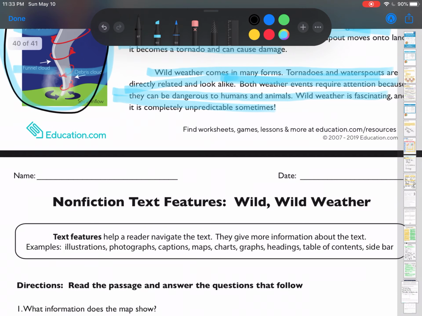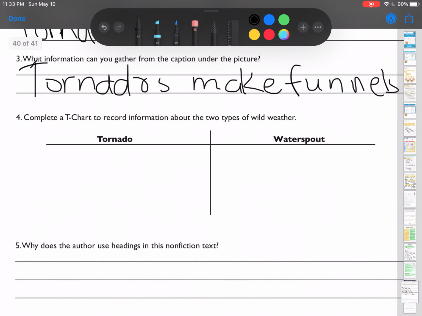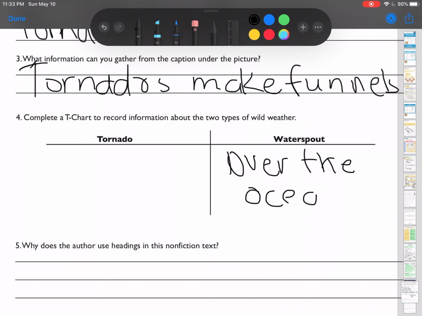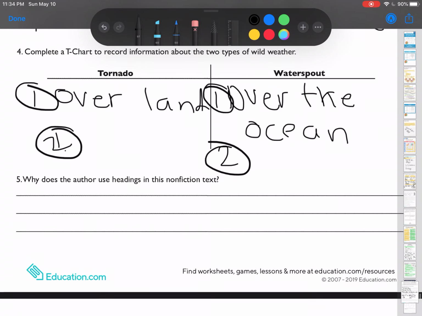So tornadoes and waterspouts. We're comparing them, or we're making a T-chart to record information about the two types of wild weather. So this is over the ocean, and this one is over land. Go ahead and write one more. Oops, I guess I'll make this a 2. Alright, and you can go ahead and share that with me on Dojo.